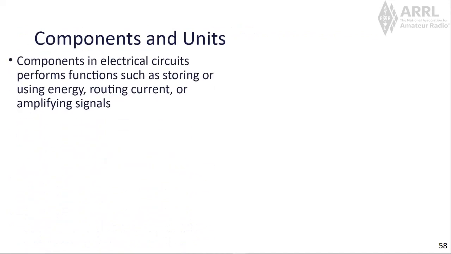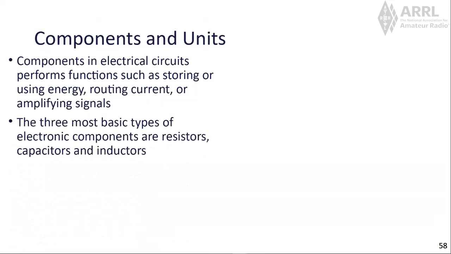Okay, components and units. Components in electrical circuits perform functions such as storing or using energy, routing current, or amplifying signals. The three most basic types of electronic components are resistors, capacitors, and inductors.